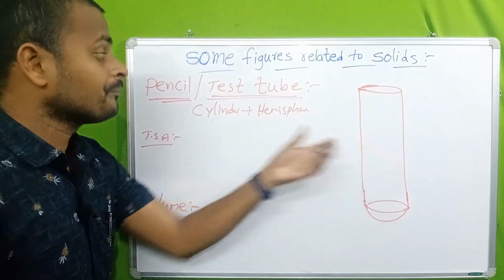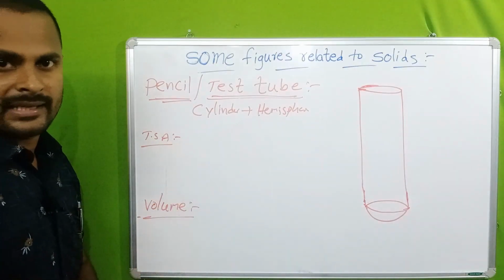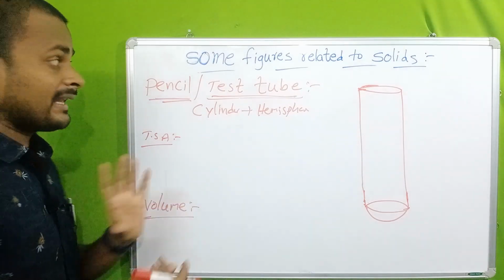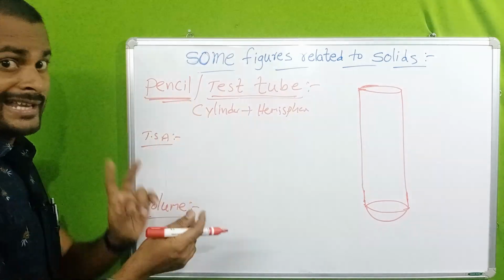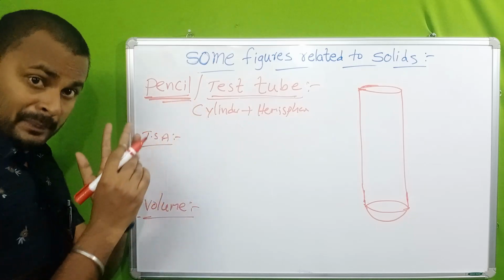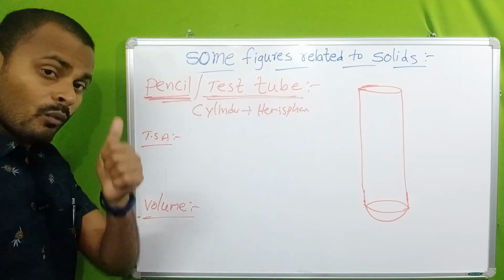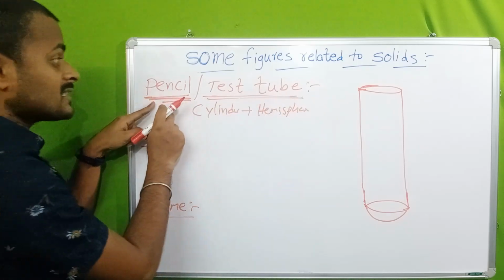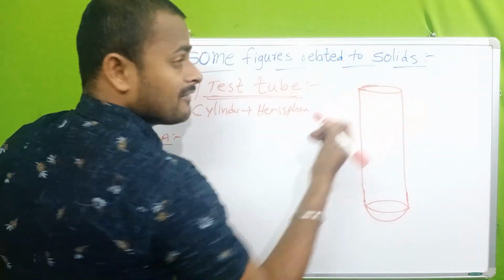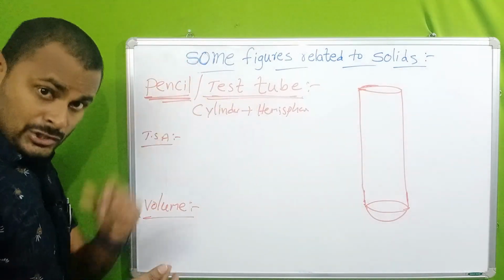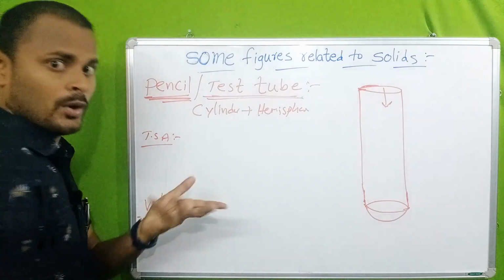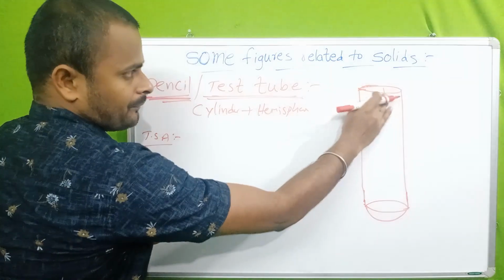Okay, so now what is the total surface area of these kinds of objects? For example, an unsharpened pencil. There is a difference between an unsharpened pencil and a test tube. What is the difference? In an unsharpened pencil, the top also has a surface. But in a test tube, the top is hollow, meaning it is open. There is no top area.